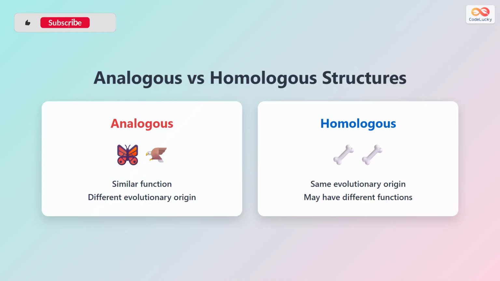It's crucial to understand the difference between analogous and homologous structures, as they tell us different stories about evolution. Analogous structures have similar functions but different evolutionary origins. They arose independently through convergent evolution. Homologous structures, on the other hand, come from the same evolutionary origin, from a common ancestor, but may now serve different functions. For example, a human arm, a whale flipper, and a bat wing are homologous because they all evolved from the same ancestral forelimb structure, even though they now do very different things. Understanding this distinction helps scientists trace evolutionary relationships between organisms.